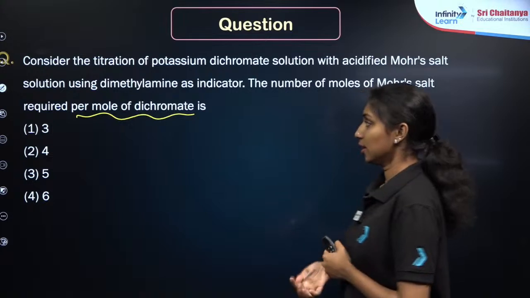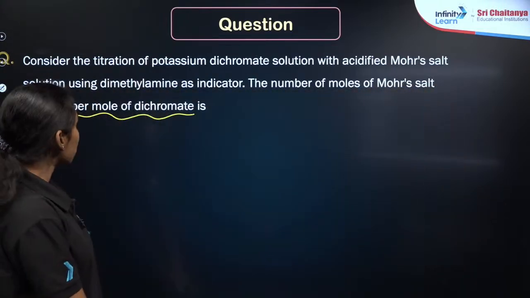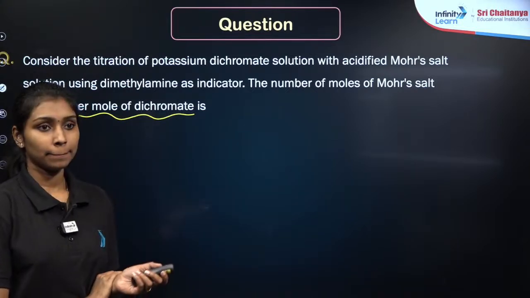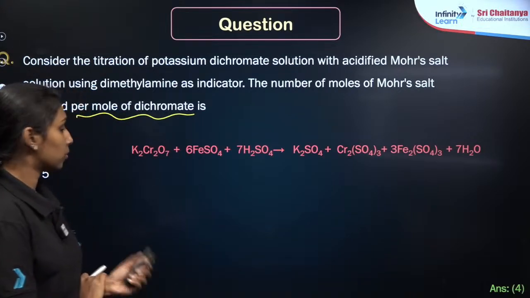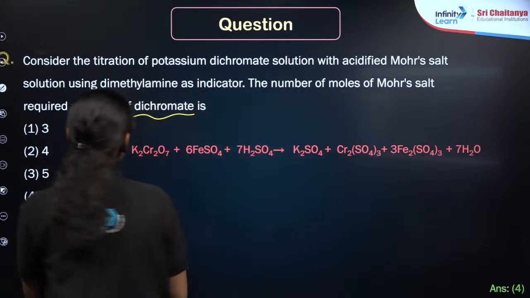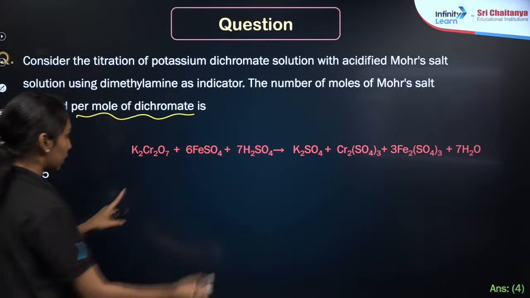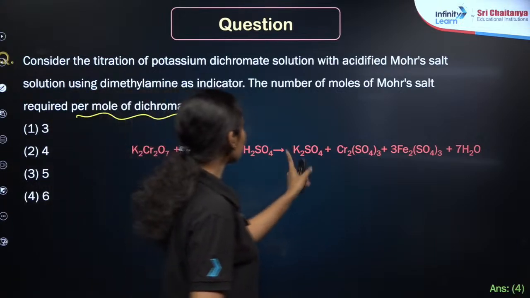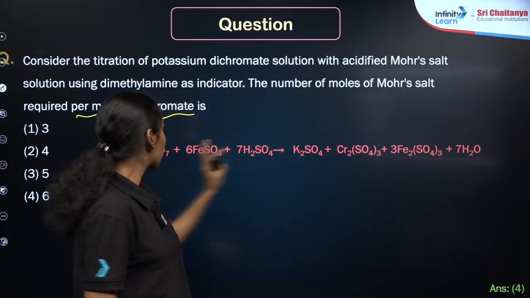Okay, what is the answer for this question? We have already discussed the equation of this particular reaction, right? In the case of dichromate. Okay, option 4 will be the correct answer. I will just give the equation here. This is potassium dichromate. It will react with the FeSO4 present in the Mohr's salt, in acidic medium H2SO4, to form K2SO4 plus Cr2(SO4)3 plus 3Fe2(SO4)3 plus 7H2O. This will be the complete reaction.